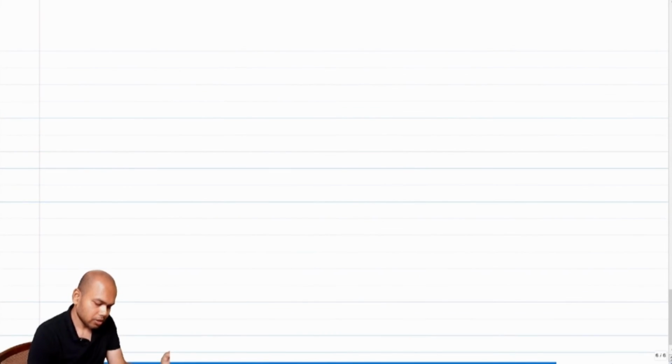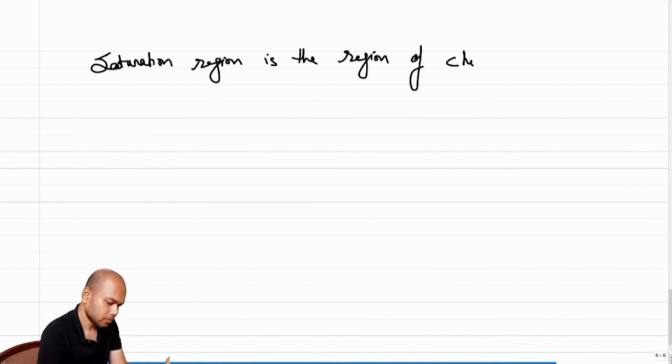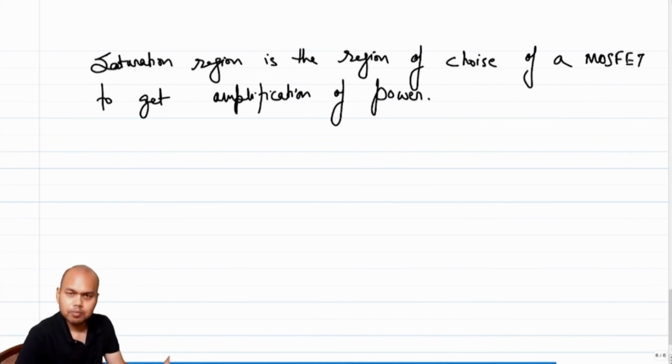So which means that, to conclude, saturation region is the region of choice of a MOSFET to get amplification of power, right? Great.